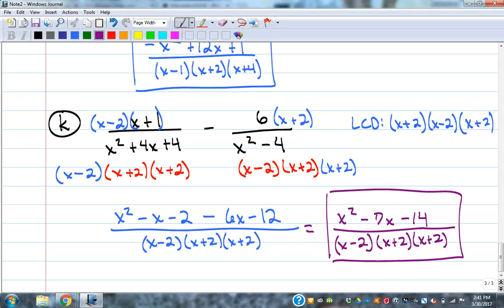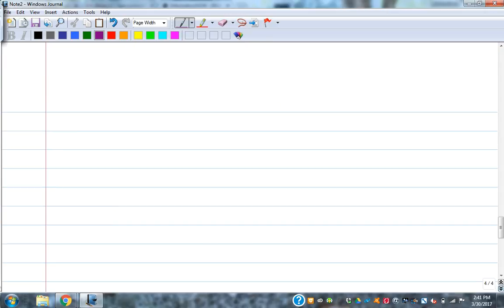Okay. All right. Let's do a couple examples of what's called complex fractions. And they're not complex in the sense of complex numbers, but complex in the fact of fractions inside of fractions. So, complex fractions.